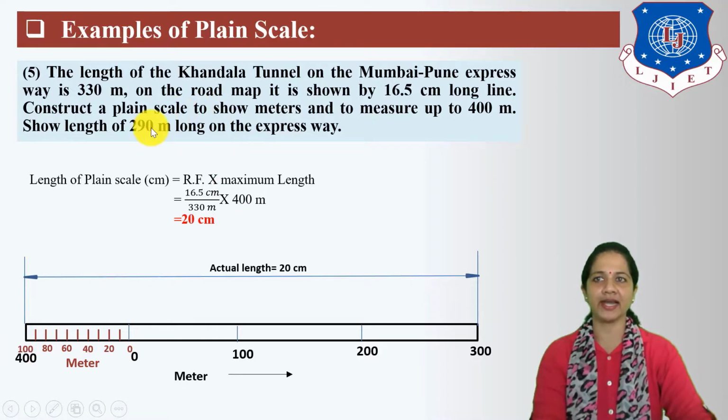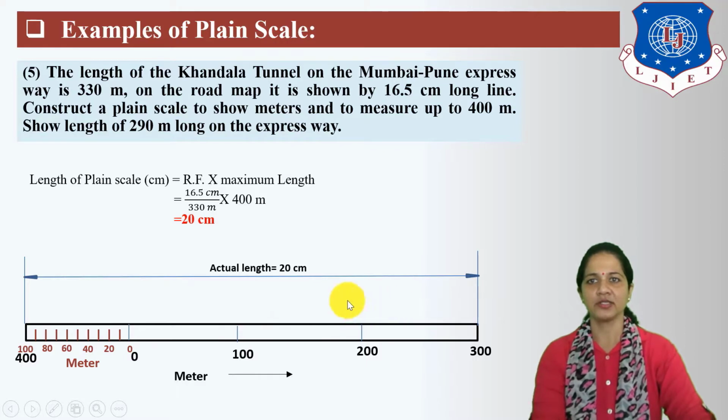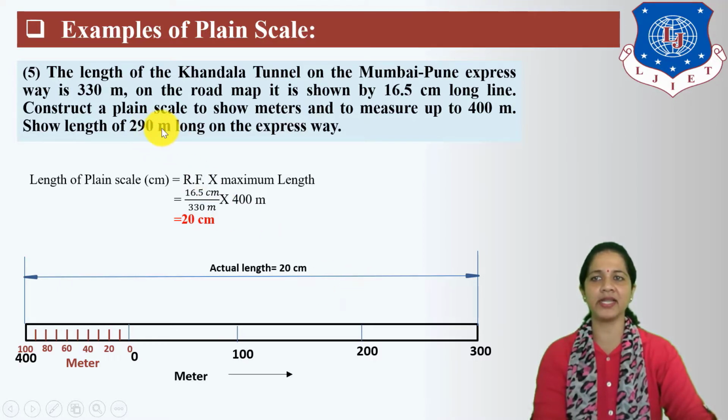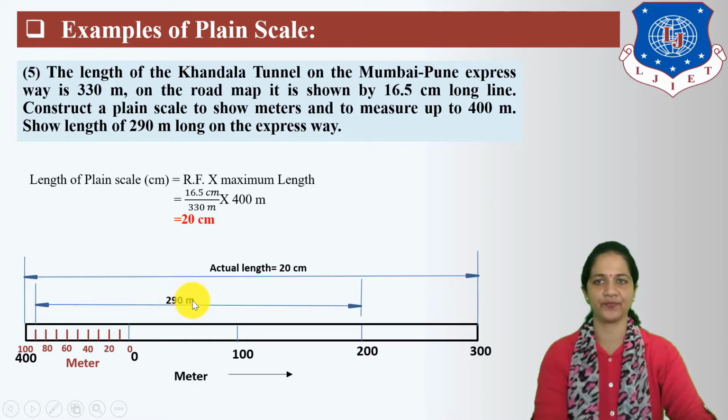As per given data, show length of 290 meter on the expressway. This indicates the expressway on the map. So take 200 meter distance from main division and 90 meter distance from subdivision. So indicate here 290 meter distance.